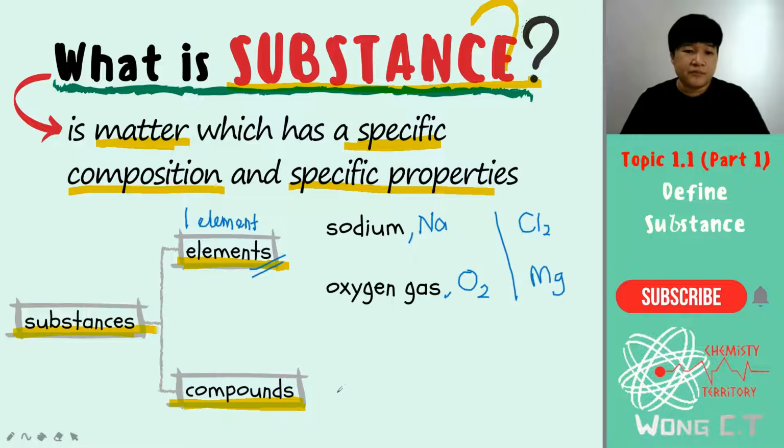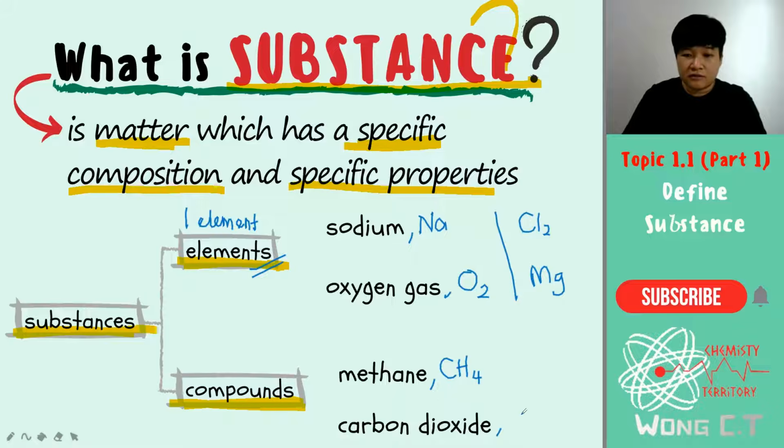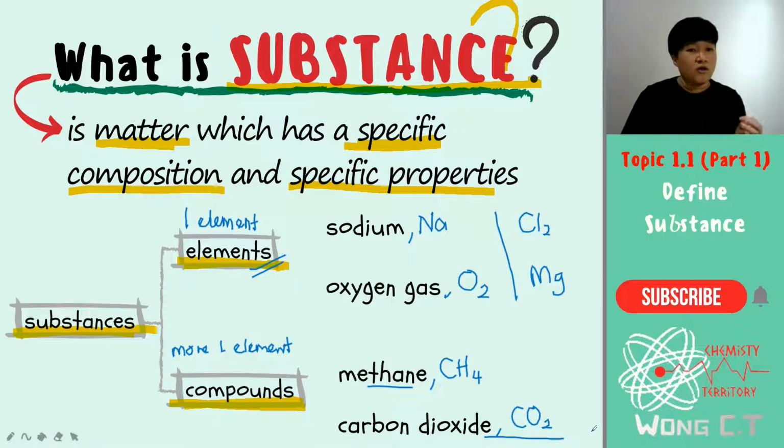Same element. Compound means that you combine different elements. Methane, you have your carbon and hydrogen combined together. Carbon dioxide, you have your carbon and oxygen combined together. So your compound will be formed when you have more than one element. Okay, so when you combine 2 or more elements. So in the methane, you have carbon and hydrogen. In the carbon dioxide, you have your carbon and oxygen.